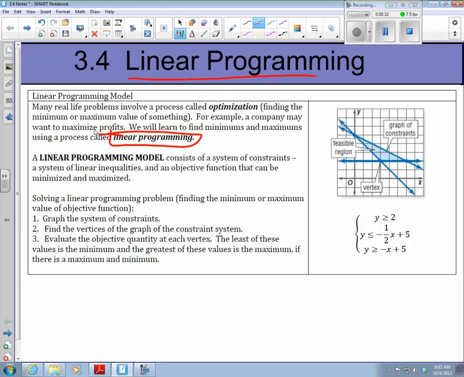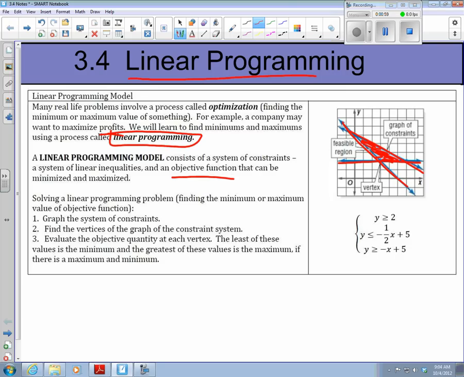Linear programming consists of a system of constraints, a system of linear inequalities, and an objective function. We'll explain what the objective function is in a little bit. But the constraints are your lines over here, your inequalities that you're graphing, and then you can construct this feasible region. So the constraints are your inequalities, basically. Solving a linear programming problem means finding the minimum and maximum of an objective function.